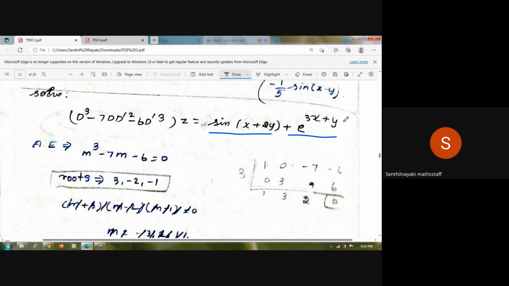after that. Otherwise we can find the particular integral for this exponential function first and the trigonometric function second. There is no problem in it. Finally we are going to add all those particular integrals, so we can find the particular integral in any order. There is no restriction in it.